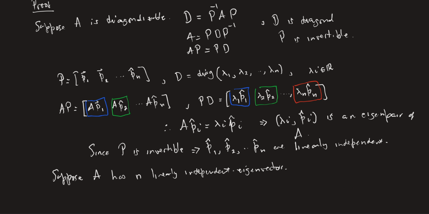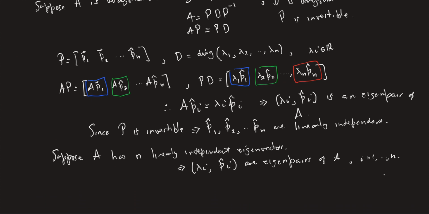So I'm going to use the same notation I did above. If we have our eigenvectors, then they always have to come with an eigenvalue. Remember, they're pairs. So let's just say that lambda i and Pi are eigenpairs of A, and in this case i goes from 1 to n, n of them, because they're n linearly independent eigenvectors.